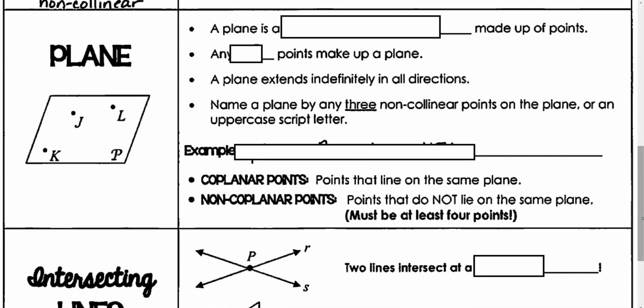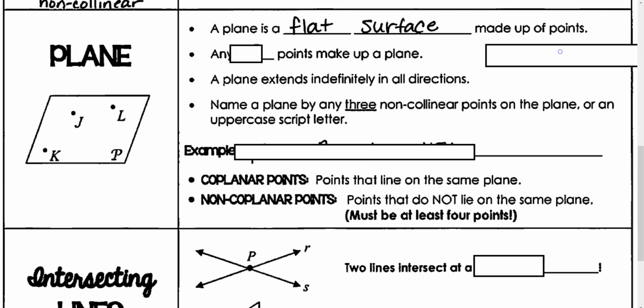A plane, that's that flat sheet of paper. So when you think about a plane, a plane is a flat surface made up of points. Any 3 points make up a plane. Because remember, if you have 2 points, it's just a line. A plane extends infinitely in all directions. Name a plane by any 3 non-collinear points on the plane, or an uppercase script letter. So in this case, we could say that K, J, and L are coplanar. It could also be plane KJL or just plane P.